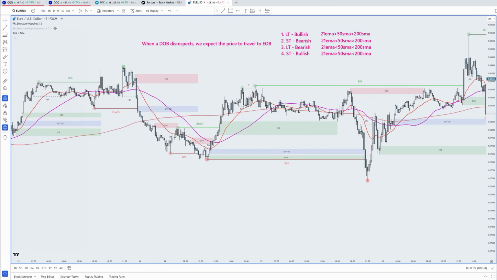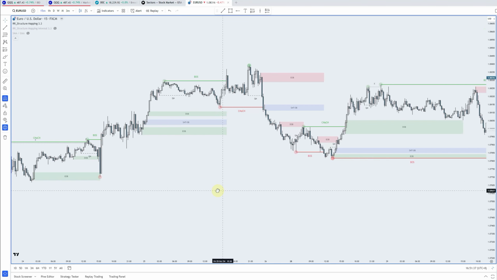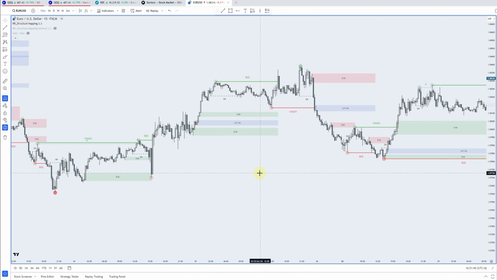Okay. Let's see another example. Look here. You have the range from here to here, and you are at the DOB. Are you interested to sell directly from here? And is this respect or disrespect? Of course, apparently this looks like respect, right? But add one extra layer to check.